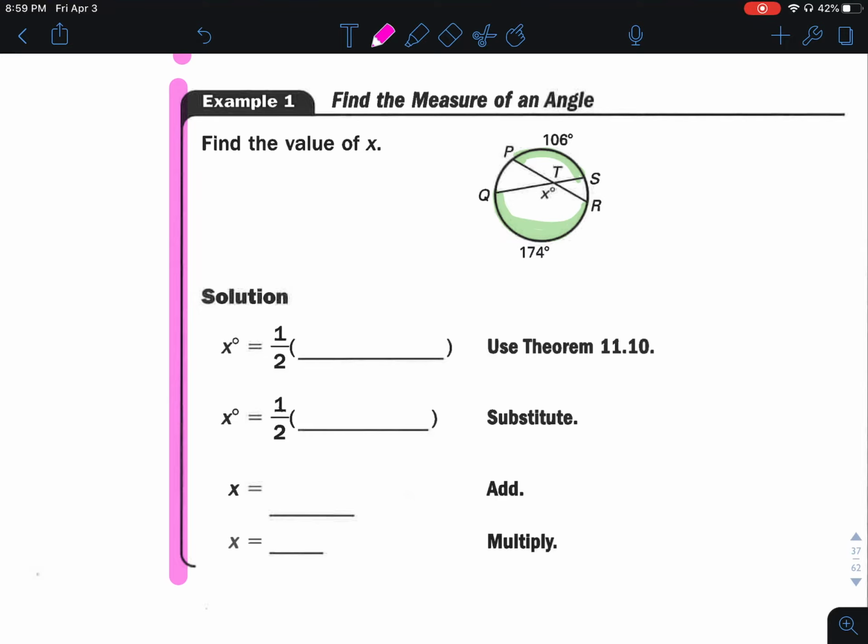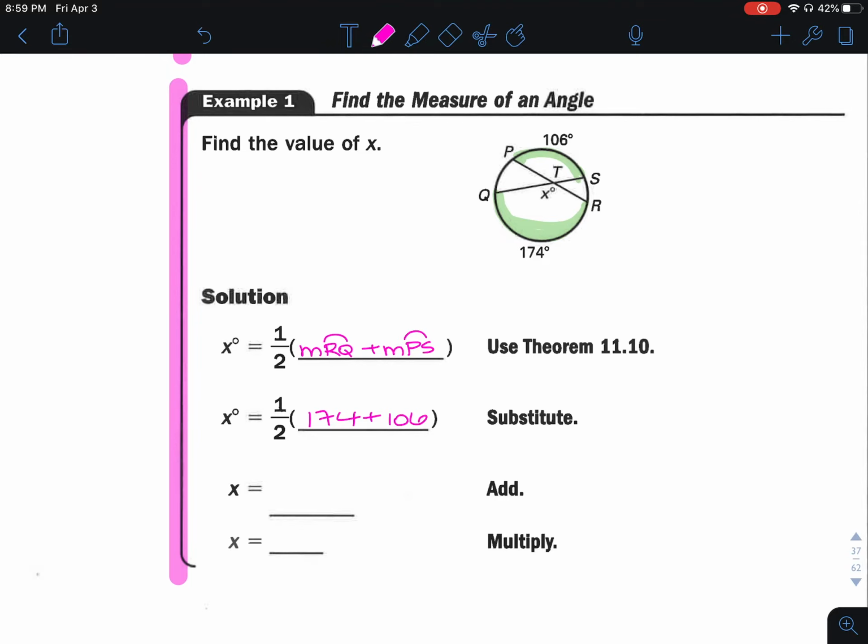Okay, let's fill in. Using my theorem 11.10, x equals 1/2 the measure of RQ plus the measure of PS. Again, arcs have that little arc over those two letters. Let's substitute. The value of x equals 1/2, and QR I know to be 174, plus the measure of PS. PS is 106.